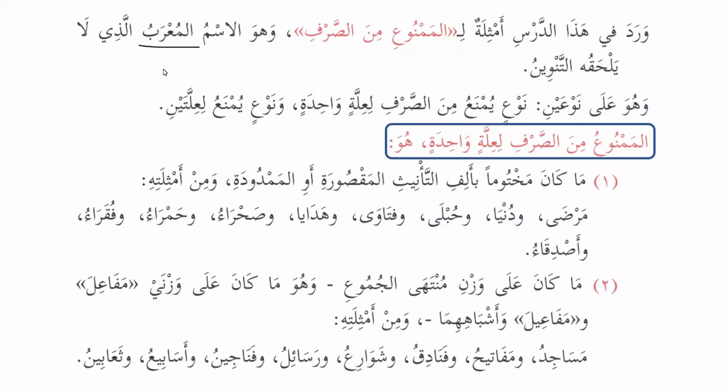And ghair munsarif means that a noun does not accept tanween, and in three states it will have two forms. For example, marfu, mansub, and majroor. When we say marfu, for example, Ibrahimu, it is marfu with dhamma, and mansub, as we know, is with fatha, Ibrahima, and majroor will also be with fatha. So it accepts only two forms in three states.